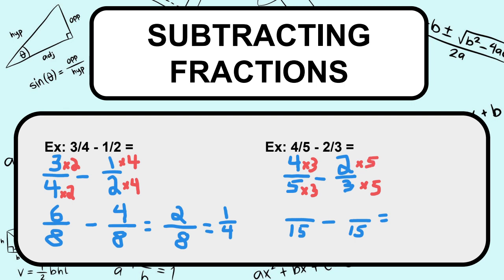All right, not too bad right now, right? It's just a lot of steps. Just got to make sure that you're doing all of them. So 4 times 3 is 12. And then 2 times 5 is 10. And remember, now we are going to subtract. This is step number 2, but we subtract the numerators only. So I'm going to bring over my denominator, and then 12 minus 10 is 2.